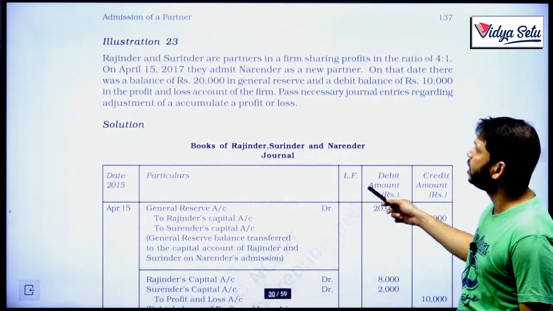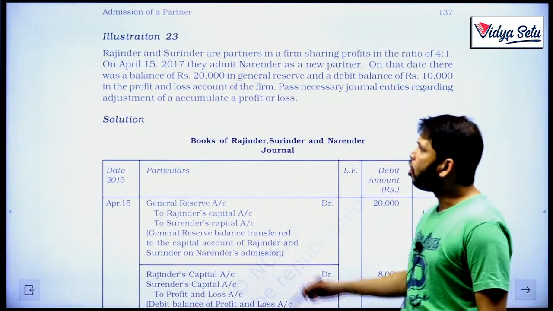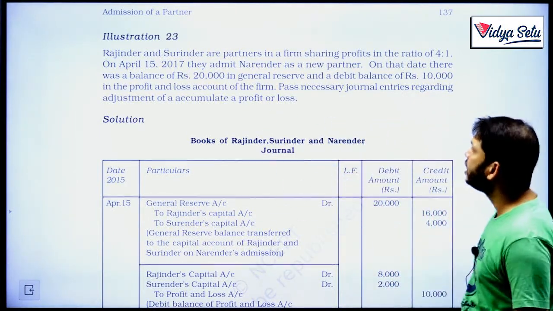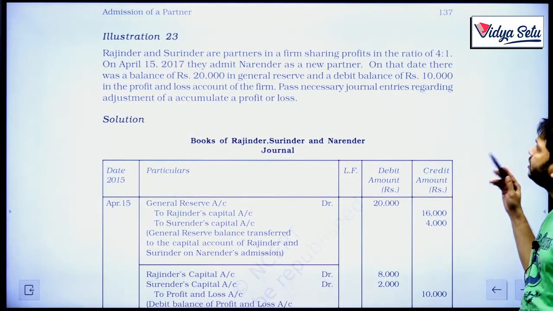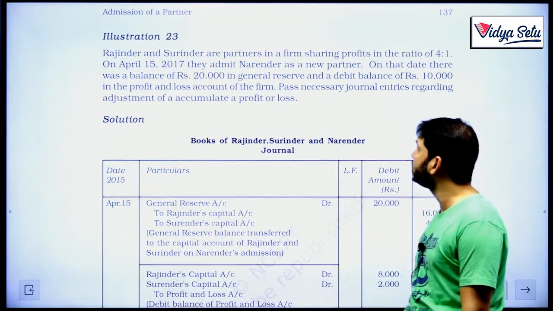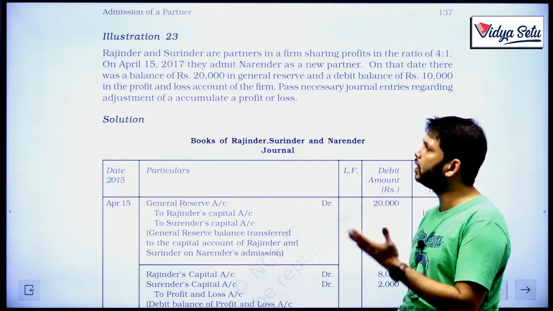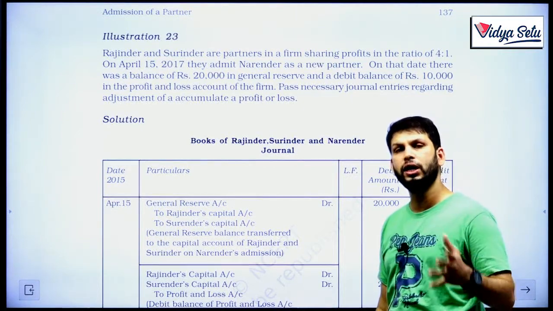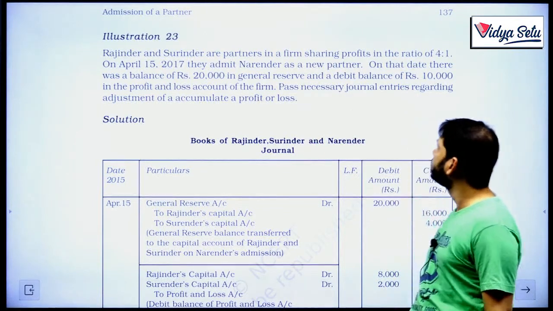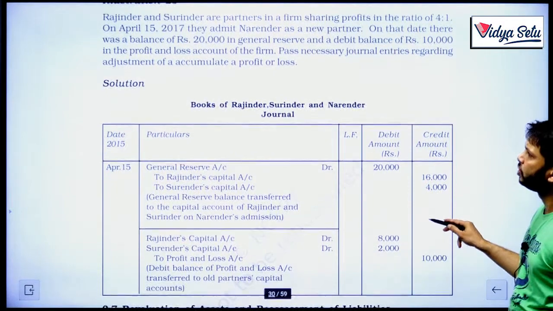Rajinder and Surinder are partners in a firm sharing profits in the ratio of 4:1. On April 15, 2017, they admit Narendra as a new partner. On that date, there was a balance of rupees 20,000 in the general reserve and a debit balance of 10,000 in the P&L account. Debit balance of 10,000 in the P&L account means it's a loss. See, credit balance is a profit, debit balance is a loss. Pass necessary journal entries regarding adjustment of accumulated profit or loss.